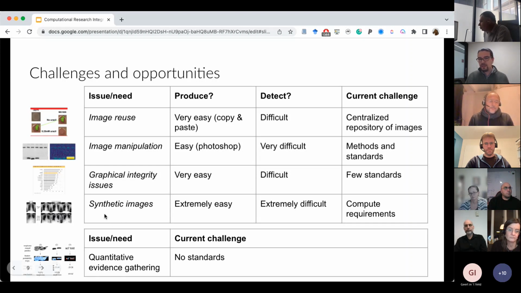Now, in my view, synthetic images could be our biggest threat because they are extremely easy to generate. Once you train a model, it's very easy to generate whatever you want at will, and it's extremely difficult to detect because basically they're trained so that a machine cannot tell a fake image from a real image. And the problem is that to create models that can detect these issues, you need huge compute requirements, because the models that generate are so big that to detect them, you basically need to match that complexity. Finally, for the quantitative evidence gathering that I talk about, I think there are no standards, so I'm trying to work on that.